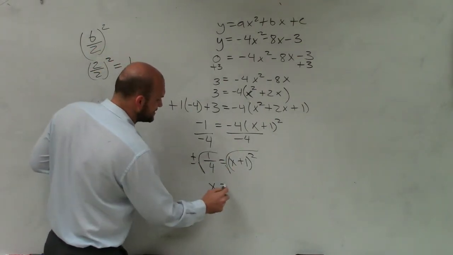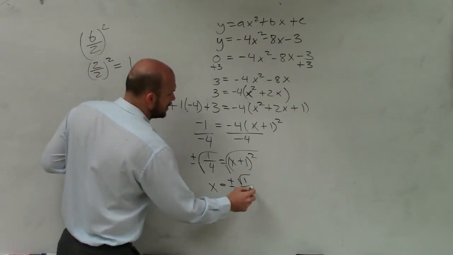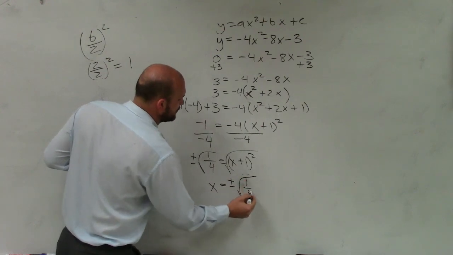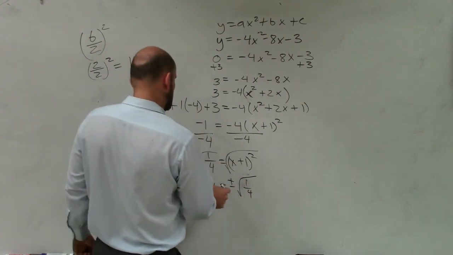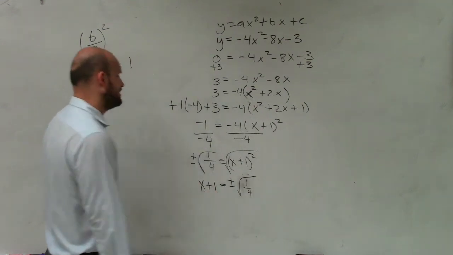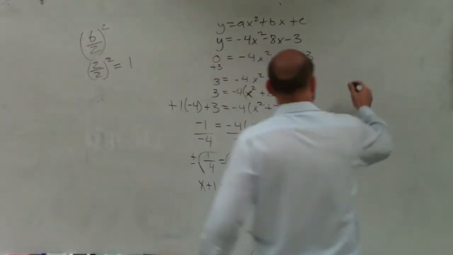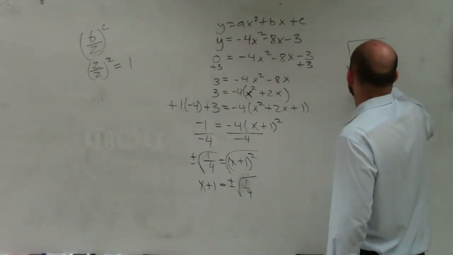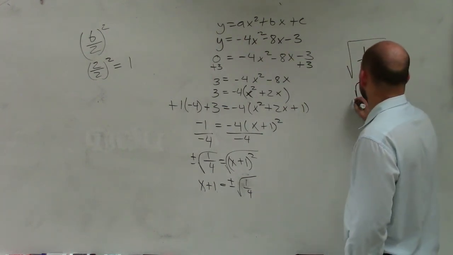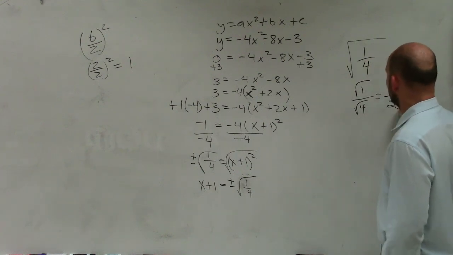So now I'm left with x equals plus or minus the square root of 1/4. Oh, I'm sorry, that's x plus 1, isn't it? X plus 1 equals plus or minus the square root of 1 over 4. Now, to help you simplify this, by using our properties of radicals, I can break this up into the square root of 1 over the square root of 4. Now, the square root of 1 just equals 1, and the square root of 4 equals 2.